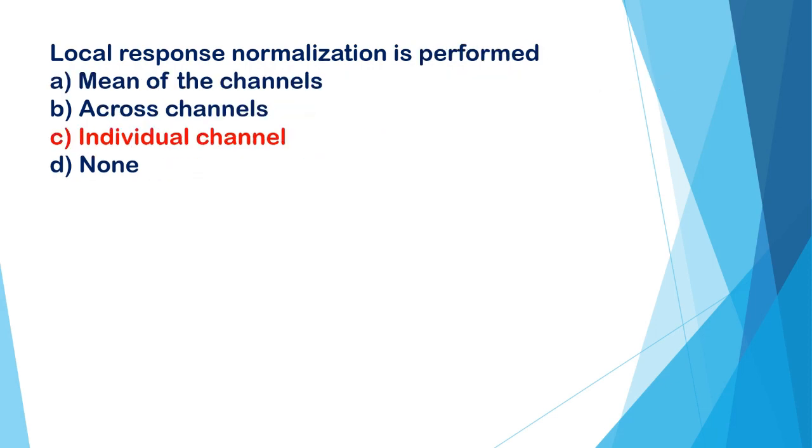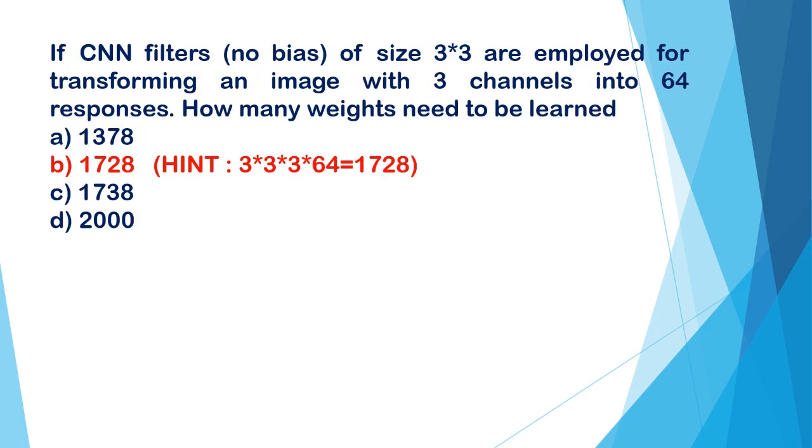Local response normalization is performed A. Means of the channel. B. Across channel. C. Individual channel. D. None. And the correct option is individual channel.